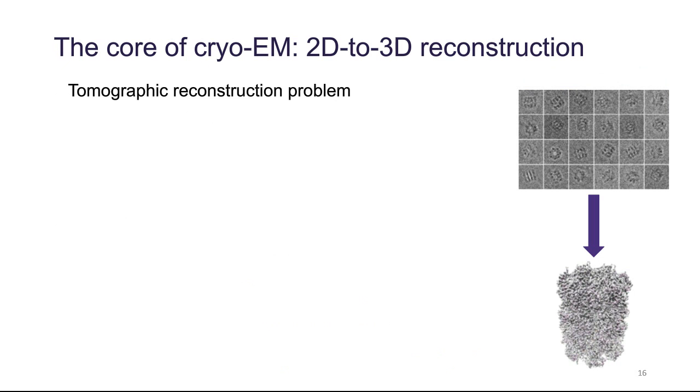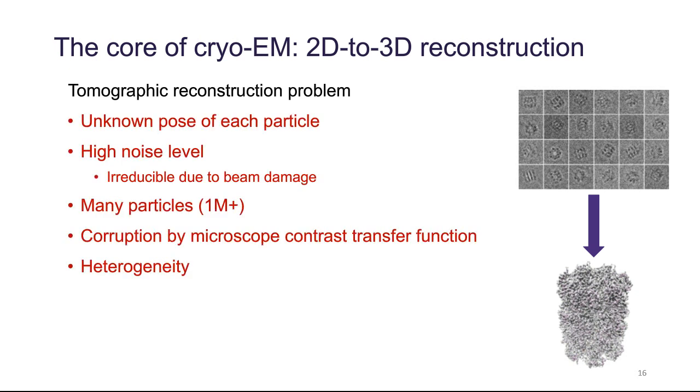Reconstructing a 3D structure from 2D image data in any context is a difficult problem. In CryoEM, it is made even more difficult by the characteristics of the data that we covered earlier. Notably, in each experimental protein image, the pose of the molecule itself is unknown. We don't know which way the molecule is facing. The noise level is very high, so each image contains very little information individually, and the noise cannot be reduced without causing specimen damage.